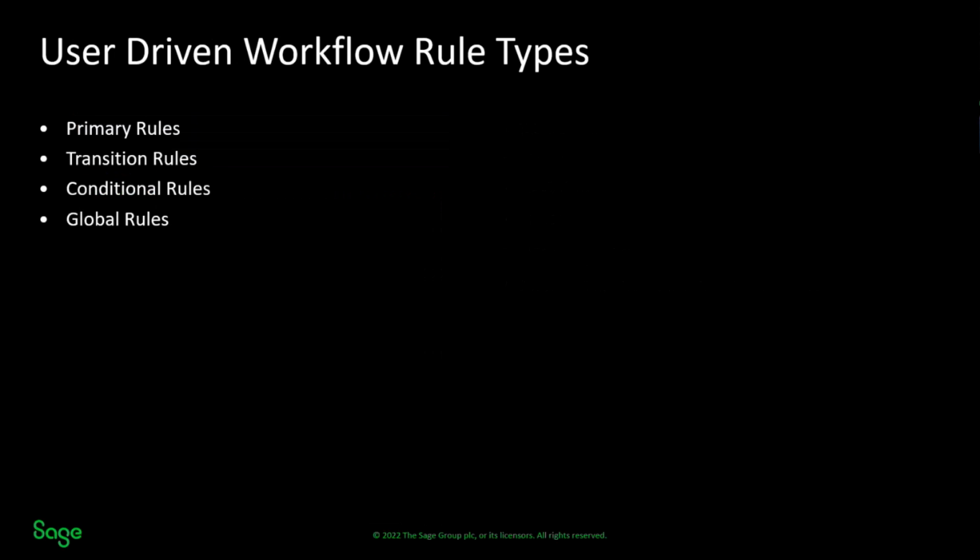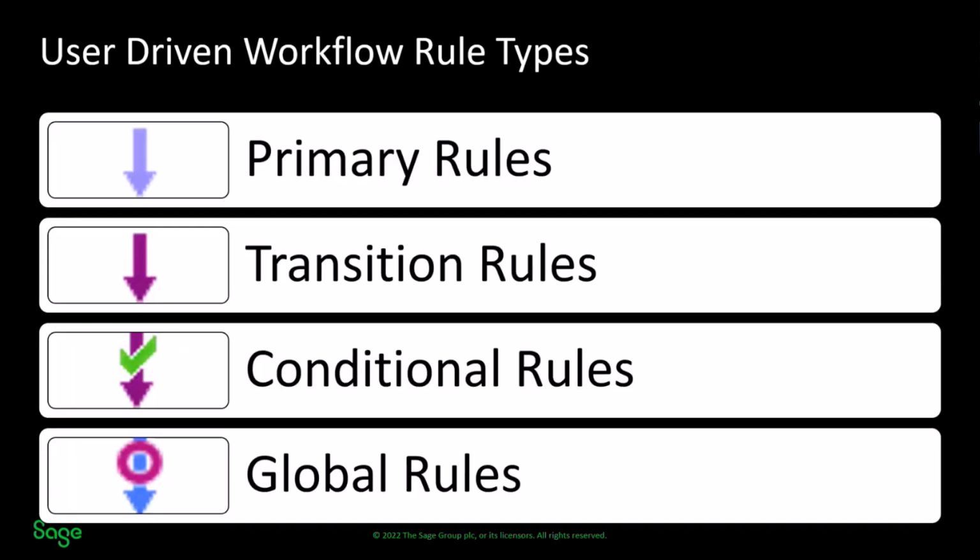The work within a workflow falls into 4 types. These are all called the rules: the primary rules, the transition rules, the conditional rules, and the global rules. There is actually a 5th rule, which is the escalation rule type, which can fit into a user-driven workflow, but I need to discuss that separately in the next lesson. These rule types, primary, transition, conditional, and global, are represented very distinctly within the context of a workflow.